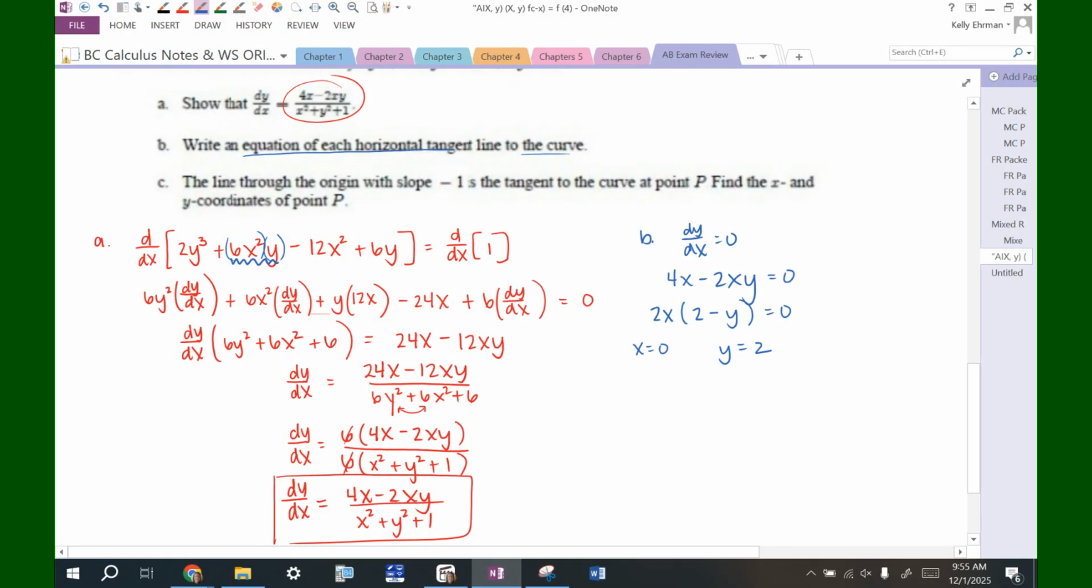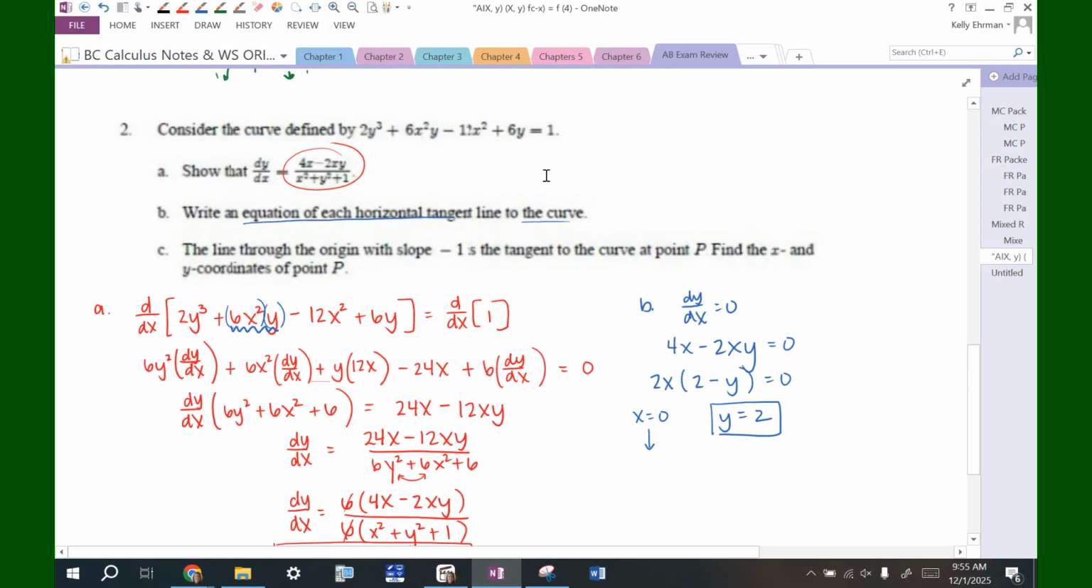Now, we want the equations for the horizontal tangent line. So y equals 2 is a horizontal tangent equation. x equals 0 is not. We need to see what the equation comes out to. So remember, we have the original curve. So plug 0 into that for x and see what you're left with. 2y to the third. This term becomes 0. This term becomes 0. Plus 6y equals 1.